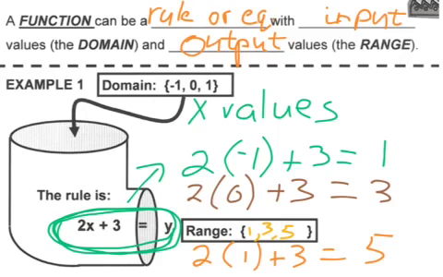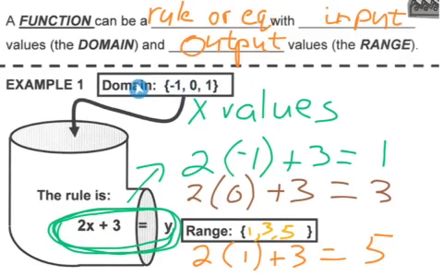So the input, the domain, that's the independent variable. The range is the dependent variable. So you could say that y depends on x. Here's an equation that says that y depends on what we do over here with the x. It depends on what value we plug in for x.